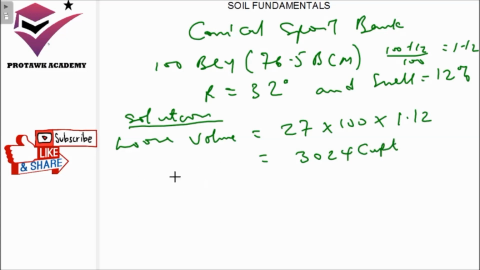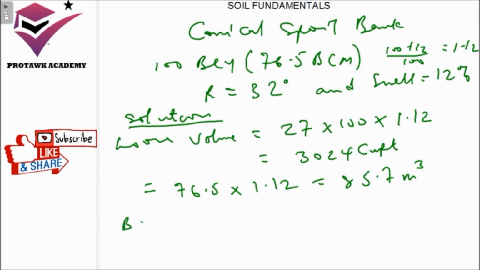So to do this in meters, this will be equal to 76.5 multiplied by 1.12, and this will give us 85.7 meter cube. So we have this if we multiply 76.5 by 1.12. Then the next thing we need to calculate is the base diameter.